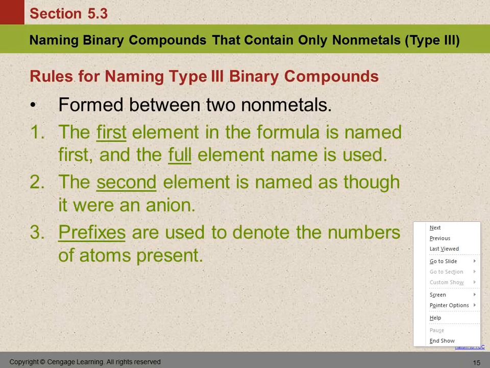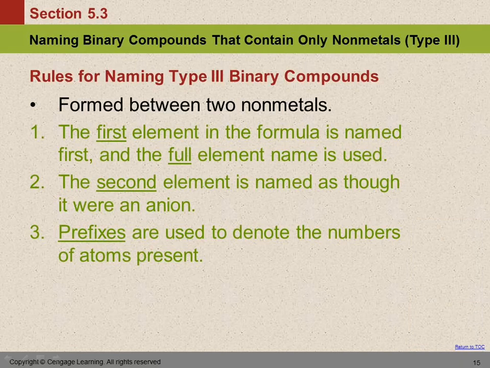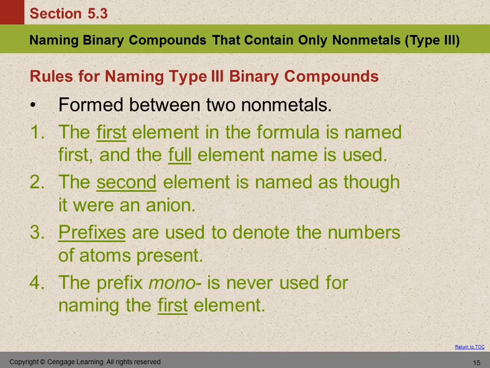And then we use prefixes to tell us how many atoms of each element are present, because there are no charges to tell us. So when we write a formula, we have to write it in a way that somebody else reading it is going to understand what it means. So we use prefixes. And we never use the prefix mono for the first element. Mono is a prefix meaning one. And so just like we don't use the number 1 in the formulas, we don't use the word mono for the first element.